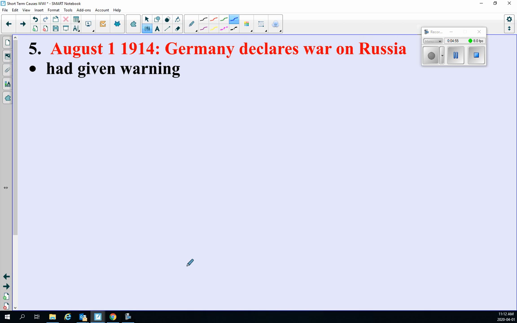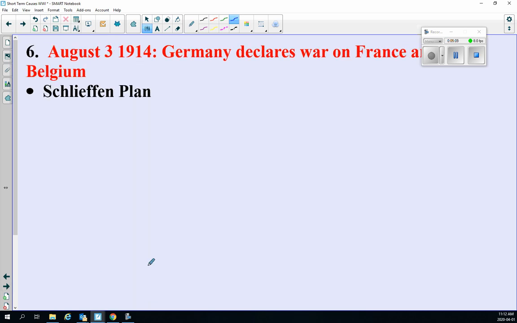Event number 5, Germany warns Russia to back off, to stop mobilizing. When Russia doesn't, Germany up and declares war on Russia on August 1st, 1914. Event number 6, Germany declares war on France and Belgium. It's obvious why they declare war on France, because Germany's already declared war against Russia. Russia is aligned with France via the Triple Entente, so automatically they're at war with France too.